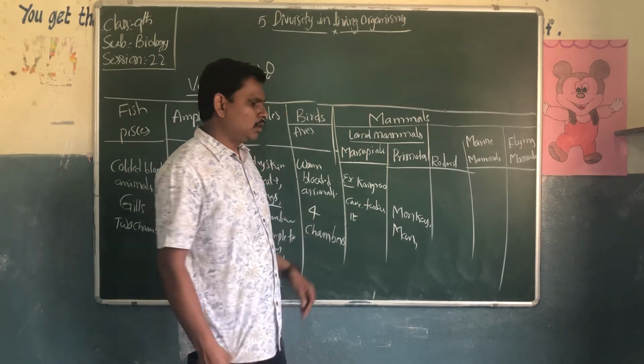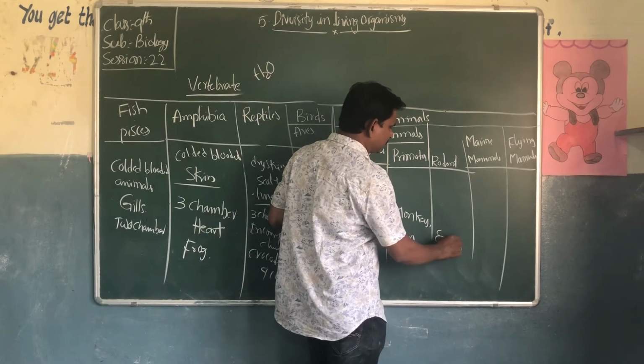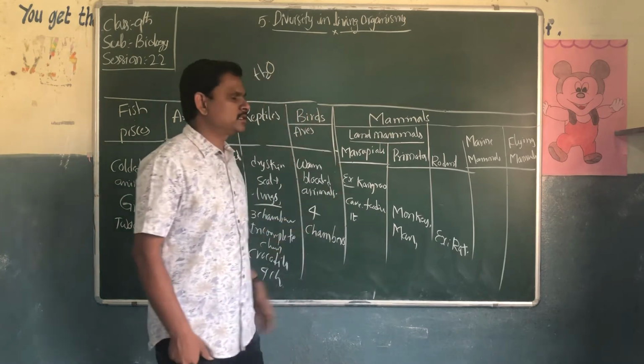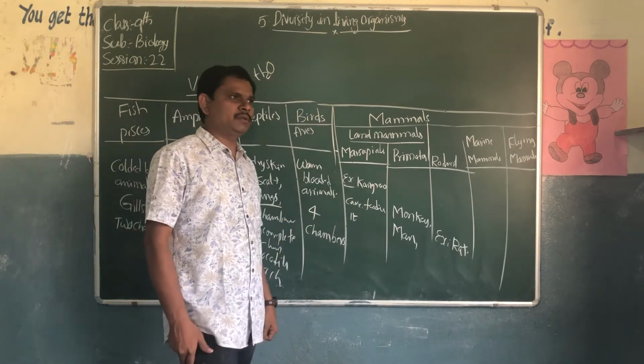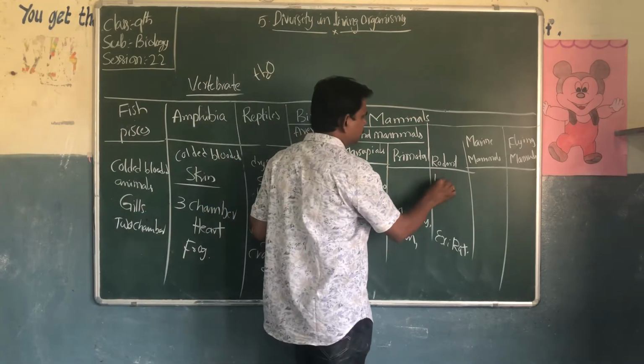Next one is rodent. Rodent example is rat. So this is one of the different types of animals, the rodents. They have large incisors.